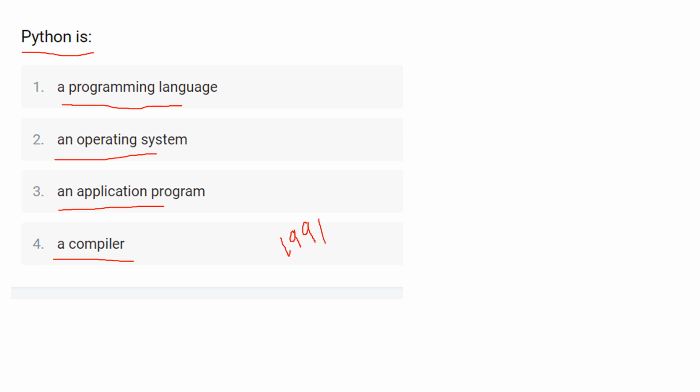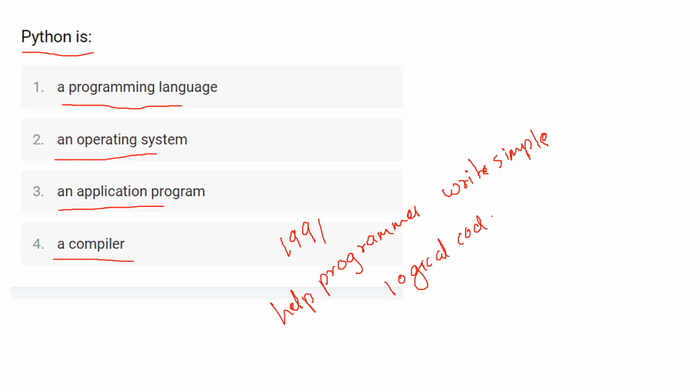Python's design philosophy emphasizes the readability of code with its notable use of significant white space. The goal of its language constructs and object-oriented approach is to help the programmer to write simple, logical code from small to large projects.